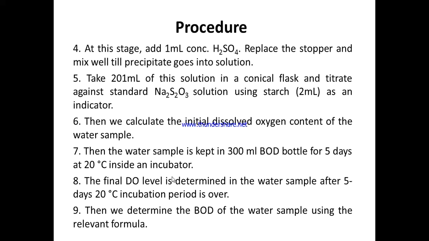Then we take BOD bottle, we add 300 milliliter sample. हमने इनिशियली डाइल्यूट किया था क्योंकि we needed to know basically the dilution ratio also. Then the water sample is kept in the 300 ml BOD bottle for 5 days at 20 degree centigrade inside the incubator. After 5 days are over, the sample is taken out. Okay, the final DO is determined. How do we determine the final DO? Similarly, same procedure से जैसे हमने इनिशियल DO डिटरमाइन किया उसी तरह से हम फाइनल DO भी डिटरमाइन करेंगे. उसमें भी फिर एंटायर प्रोसीजर will be repeated.